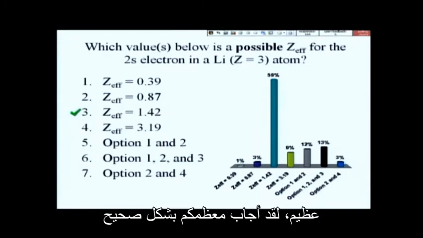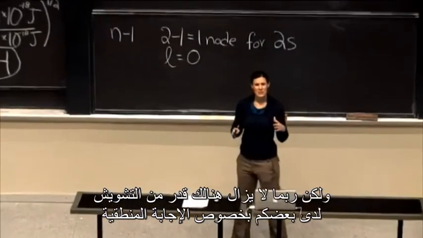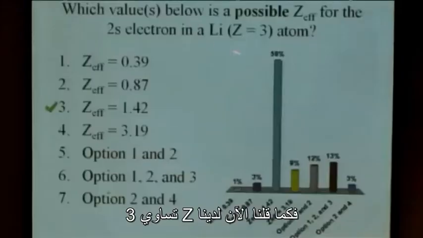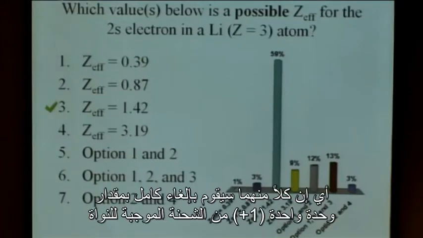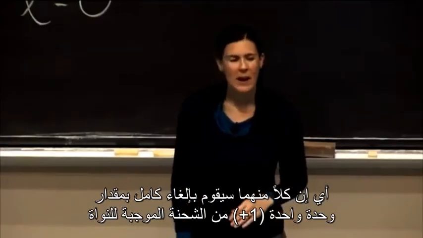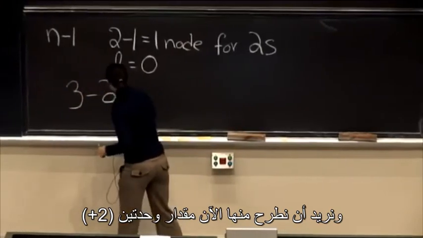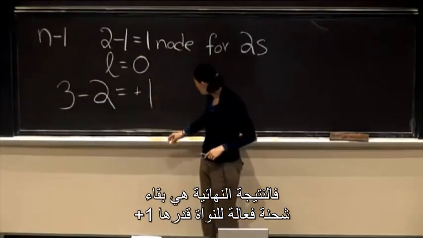Okay, great. So the majority of you got it right. There's some people that are a little bit confused still on where this makes sense, so let's think about this a little bit more. So now we're saying that Z is equal to 3. If we had total shielding by the other 2 electrons, if they totally canceled out 1 unit of positive charge each in the nucleus, we started with 3, and then we would subtract a charge of 2, so we would end up with a +1 Z effective from the nucleus.